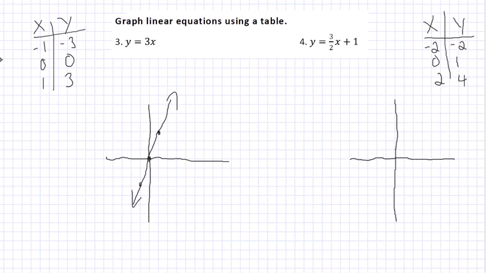So (0, 1) is a point. (2, 4) is a point. (1, 2, 3, 4) is a point. And (-2, -2) is a point. And then connect those points. And you can see that they're in a straight line. This is, of course, a linear equation.